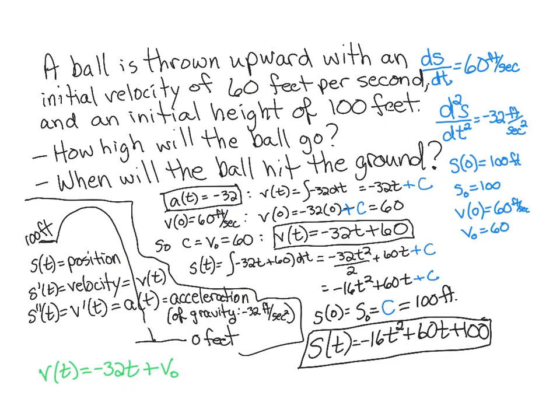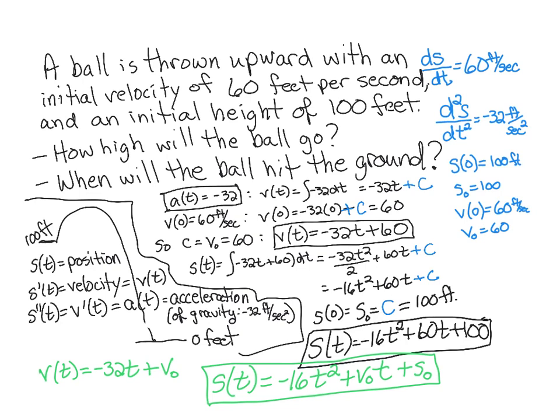So we always know that the position function will always be minus 16t squared, and the coefficient of the t term is always going to be the initial velocity integrated, so it's times t, plus the initial position. So you always have this, and you always have this. If the only thing acting on the object is gravity, you always have those things.